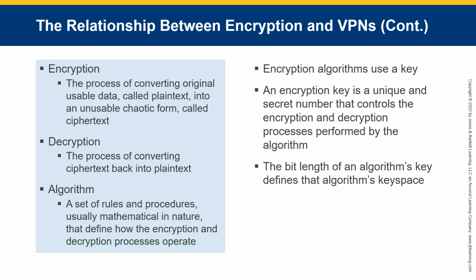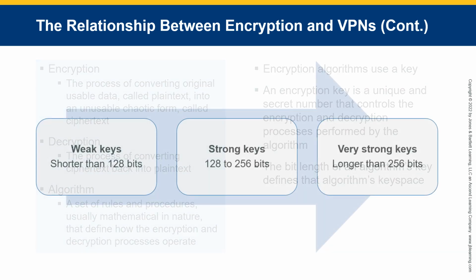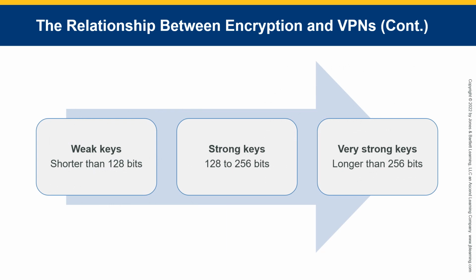Encryption algorithms always use a key. The encryption key is a unique and secret number that controls the encryption and decryption, otherwise known as a public key and a private key, that perform the process within the algorithm. The bit length of the algorithm's key defines the algorithm's key space and the level of encryption. Weak keys are shorter than 128 bits, strong keys are 128 to 256 bits, and very strong keys are greater than 256 bits.